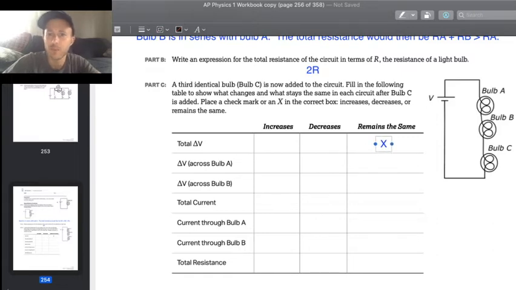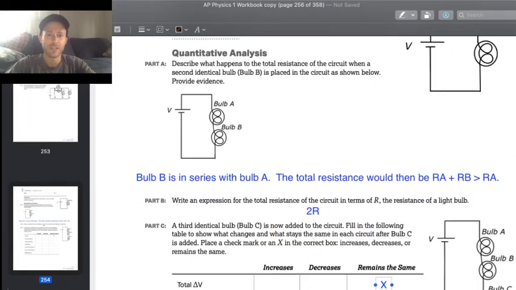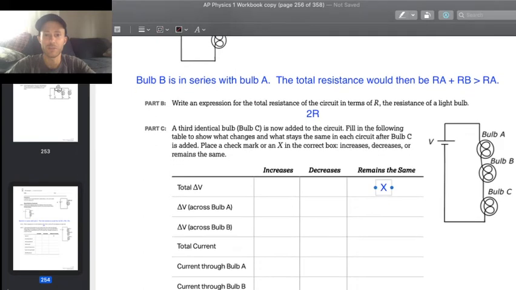Because the voltage drop of 3 bulbs has to add up to V, the voltage drop of 2 bulbs has to add up to V. What's going to happen to the delta V across bulb A? If we had 2 resistors, each one is going to get half of the voltage because they're equal in size. If we have 3 resistors, each one is going to get a third of the voltage. So the delta V across bulb A is going to go from half the voltage to a third. So that's decreasing.